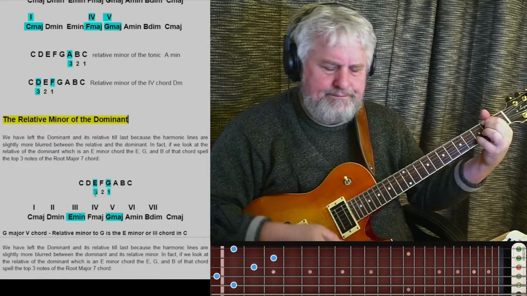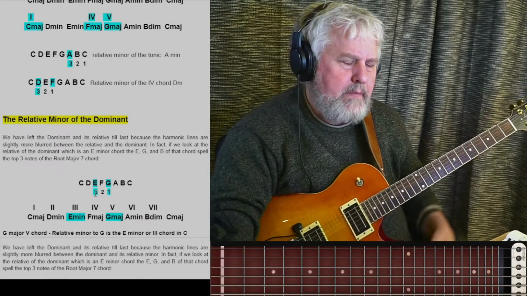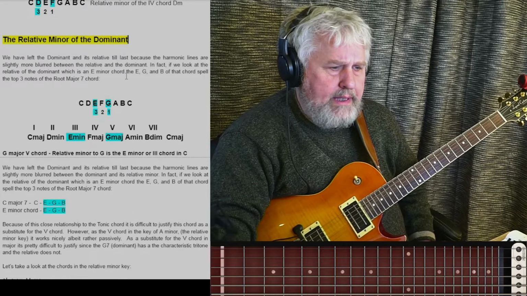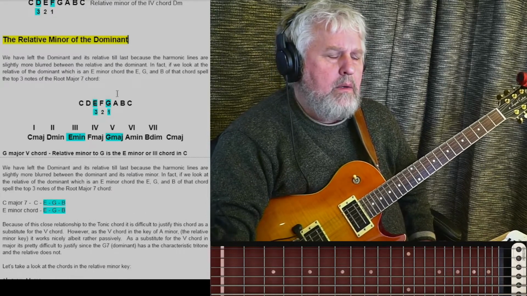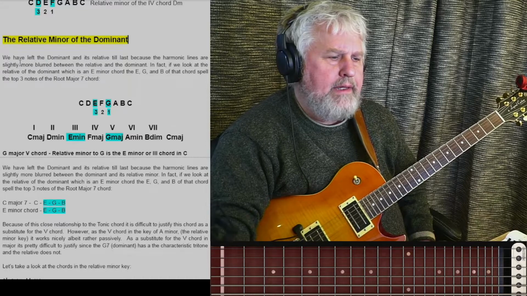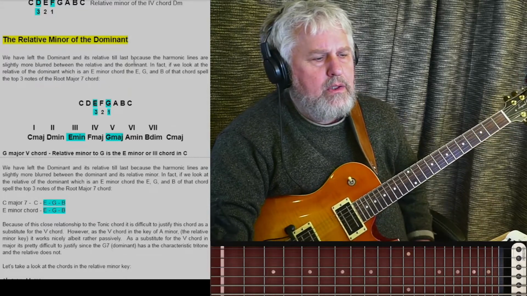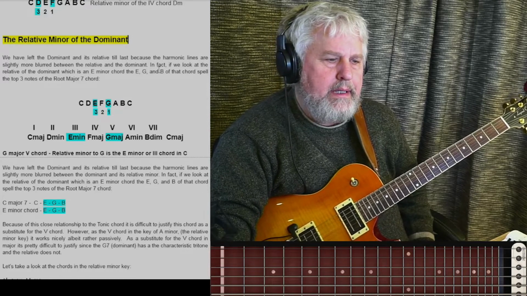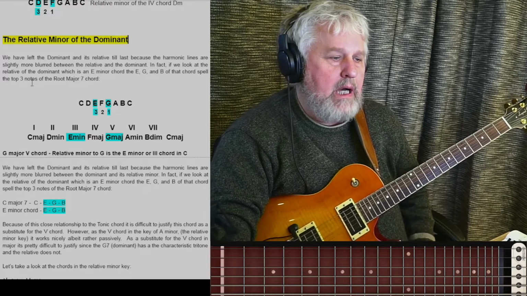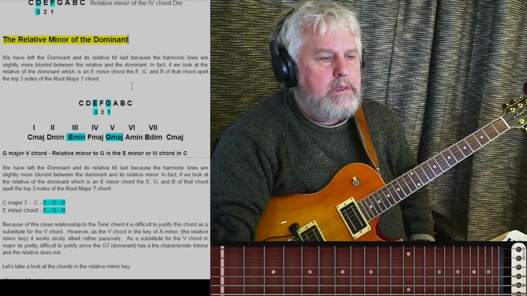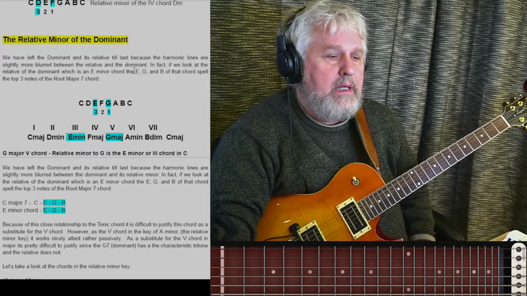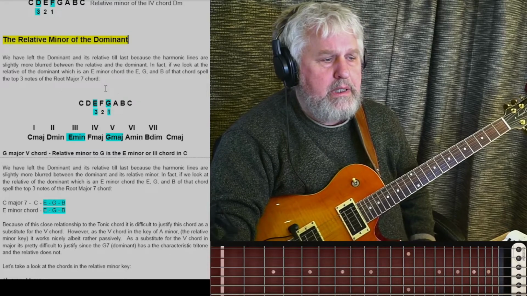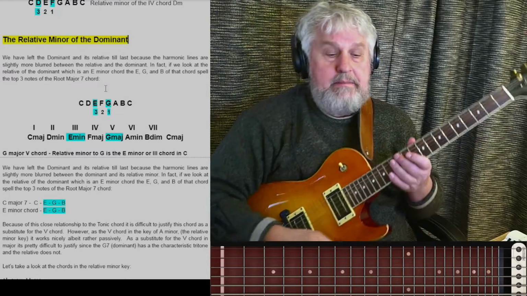Yeah. So the same relationship between the G and the E minor. However, let me just read what I wrote here. We have left the dominant and its relative till last because the harmonic lines are slightly more blurred between the relative and the dominant. In fact, if we look at the relative of the dominant, which is an E minor chord in the case of C major, the E, G, and B of that chord spell the top three notes of a C major 7 chord.